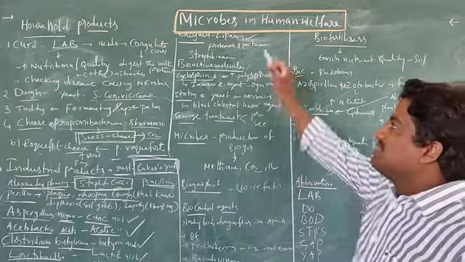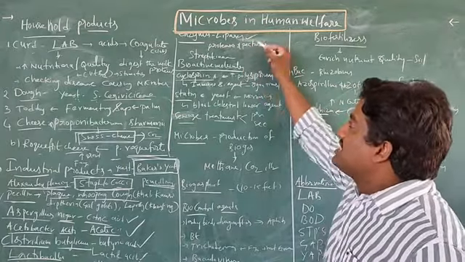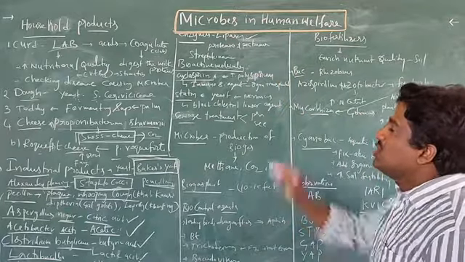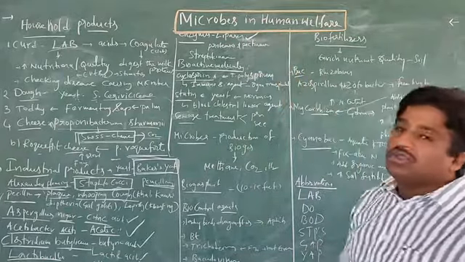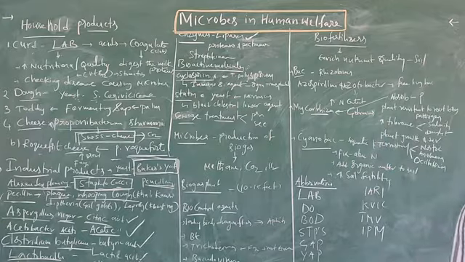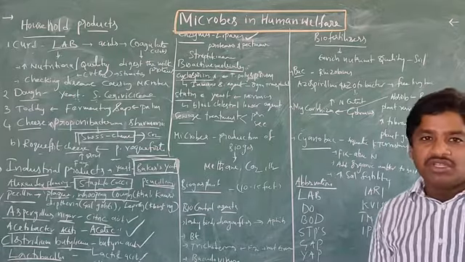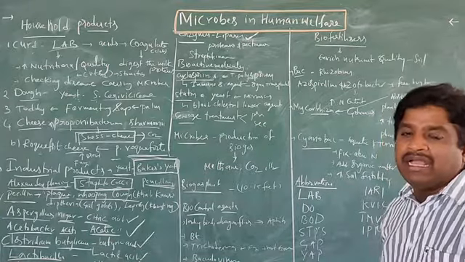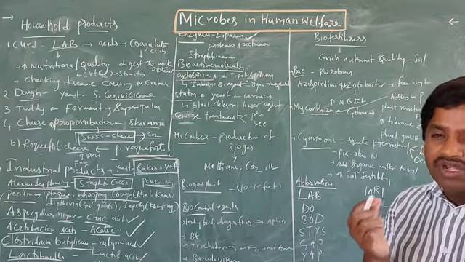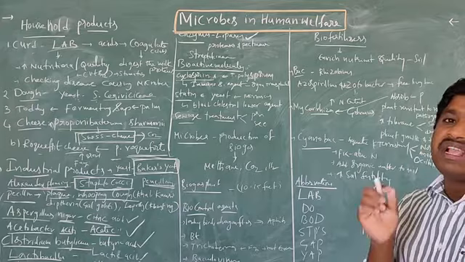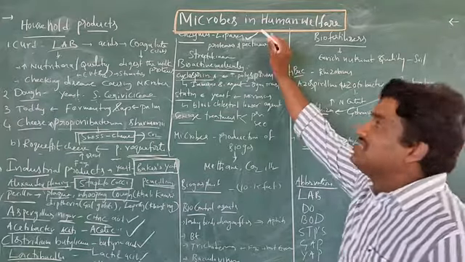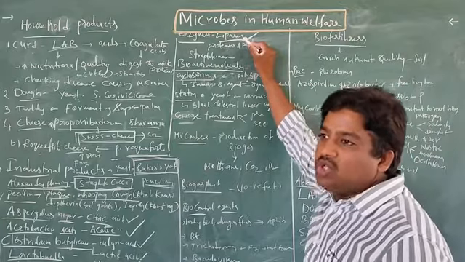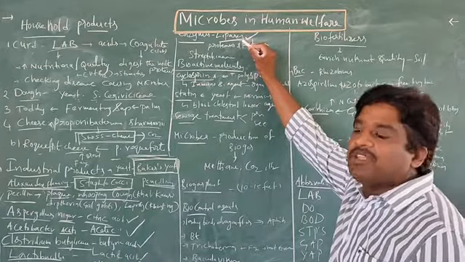Next, enzymes. Enzymes here are lipases, proteases, pectinases and streptokinases. Lipases are mainly used in detergent formulations to remove oil from clothes. That means the oils present in the clothes can be removed by these lipases.